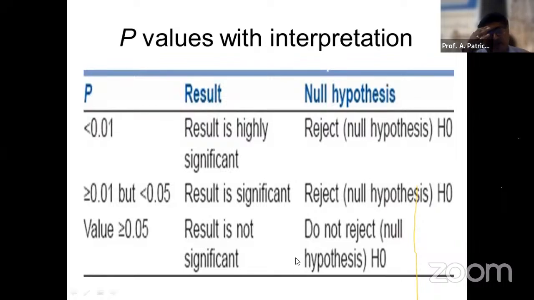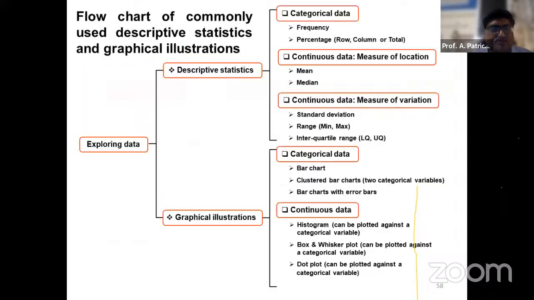Please bear this in mind. If you get a p-value above 0.05, which happens when you use software, if you get a value which is more than 0.05, don't reject the null hypothesis. But if you get below 0.05 or below 0.01, then you say you reject the null hypothesis.